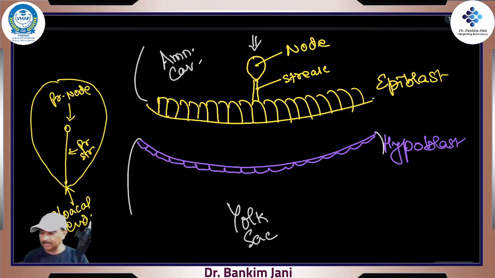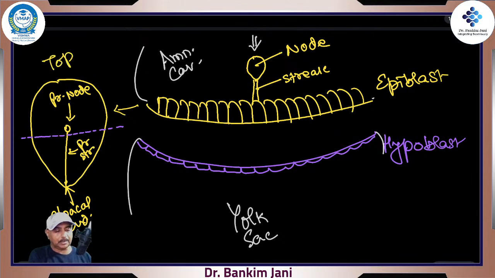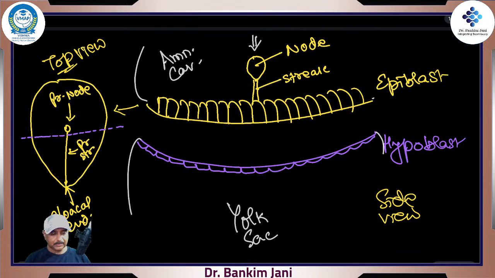And how are we watching this? As if we have taken a section, as if we have cut the whole thing at this level. So this is the epiblast, which we are watching from the top view. And this one is the side view. From the top view, everything is epiblast, which has covered. We won't be able to watch what is going on underneath.